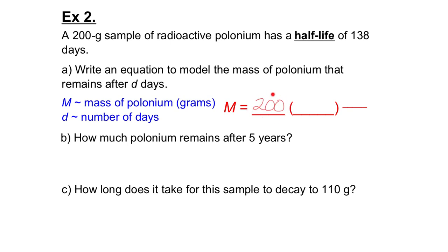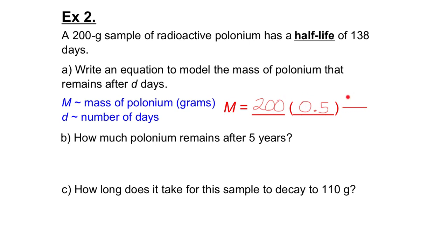You probably figured out this, no problem. We're starting with a 200-gram sample, so our initial value is 200. You might have had more trouble with what to put in here because it doesn't say it's decaying by such and such a percent. But remember I talked about half-life? Every 138 days, it's half as much. So you're decaying by 50%. Every 138 days, you have half as much as what you did before.